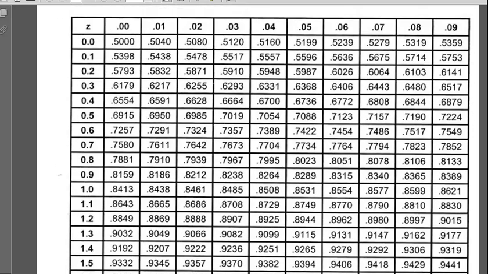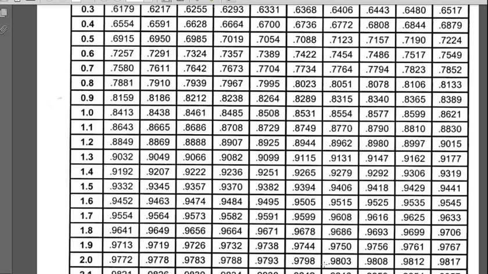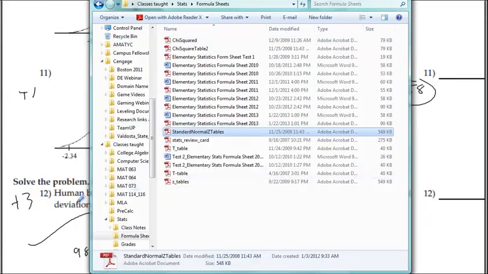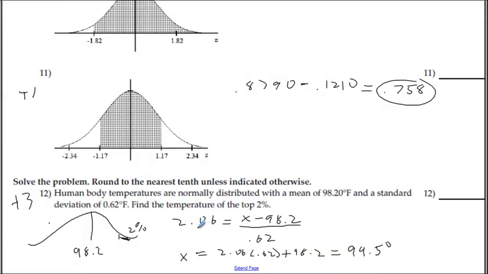2.06 or 2.07 or 2.05, 2.06, right in there. So I accepted either of those, 2.05 or 2.06. You have to be a little over 2 standard deviations above the mean. So if we look here, a little more than 2, 2.06 is the Z-score.